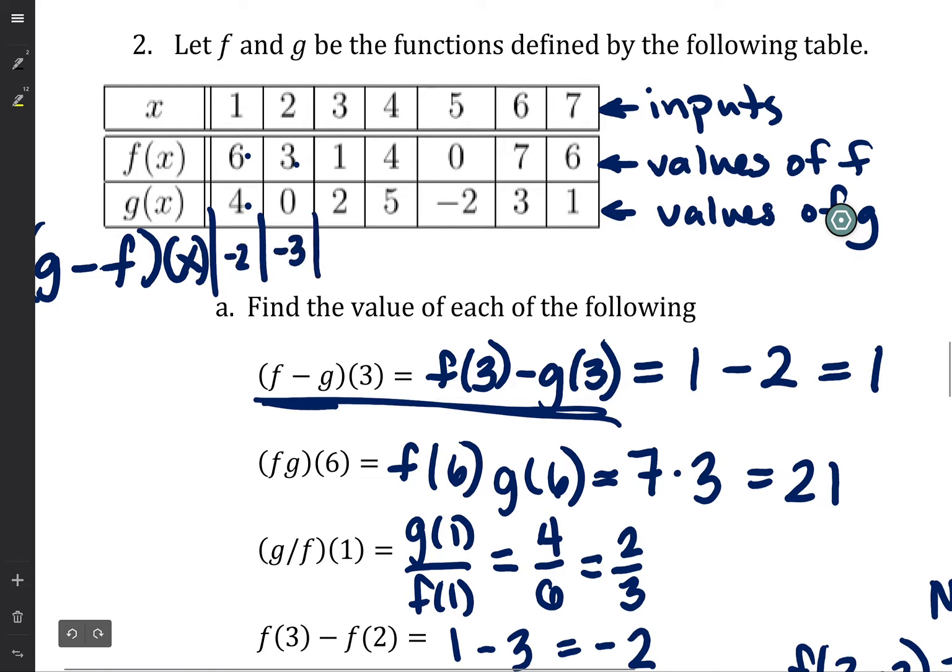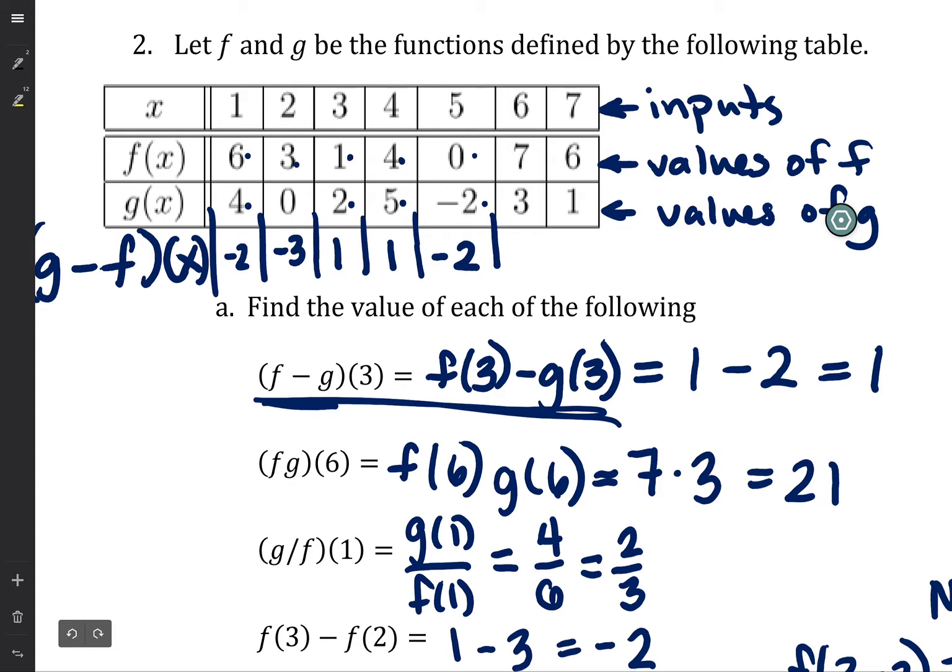Okay, so g minus f of 3 is going to be g of 3 minus f of 3. 2 minus 1 is 1. g minus f of 4 is going to be g of 4 minus f of 4. 5 minus 4, also 1. g minus f of 5 is going to be g of 5 minus f of 5. Negative 2 minus 0, still negative 2.